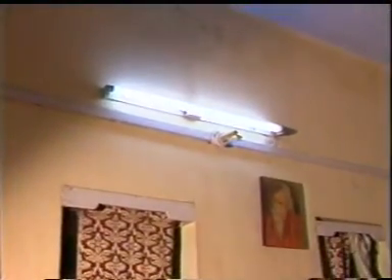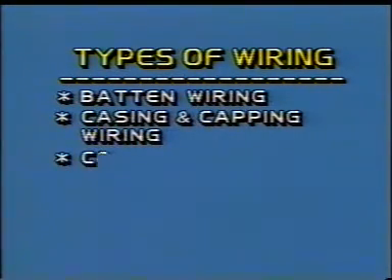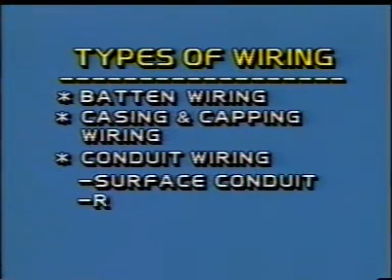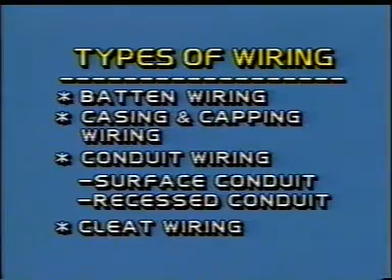The wiring of light and fan circuits as well as the power circuits can be done in different ways. Thus we have the following types of wiring systems: batten wiring, casing and caping, conduit wiring, that is surface conduit wiring or recessed conduit wiring, and cleat wiring.